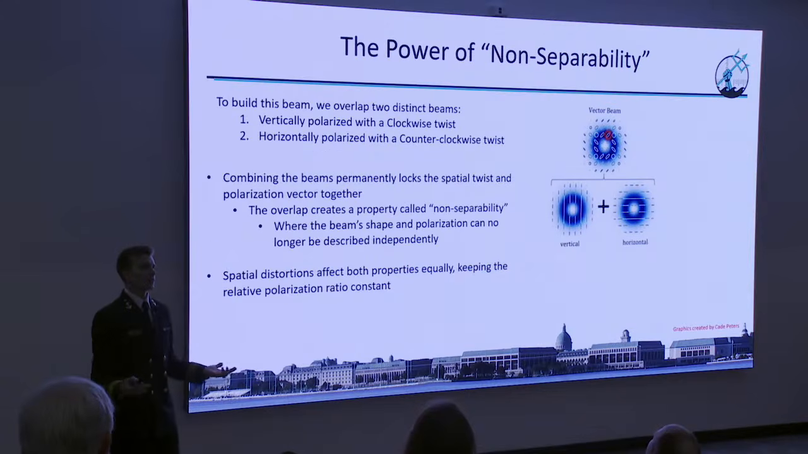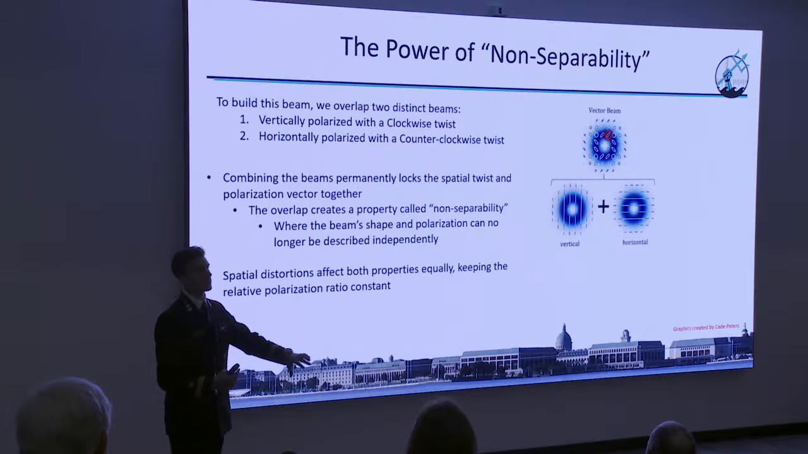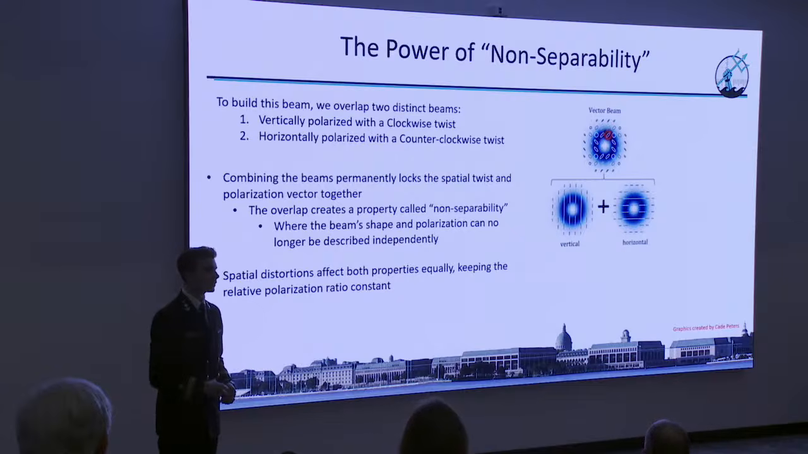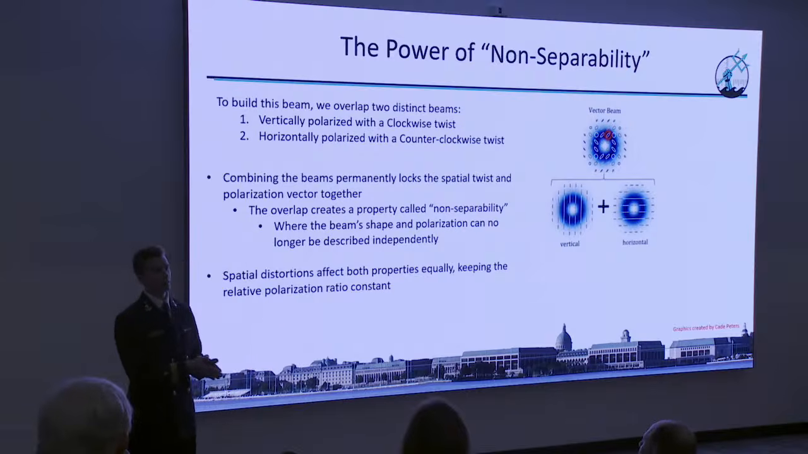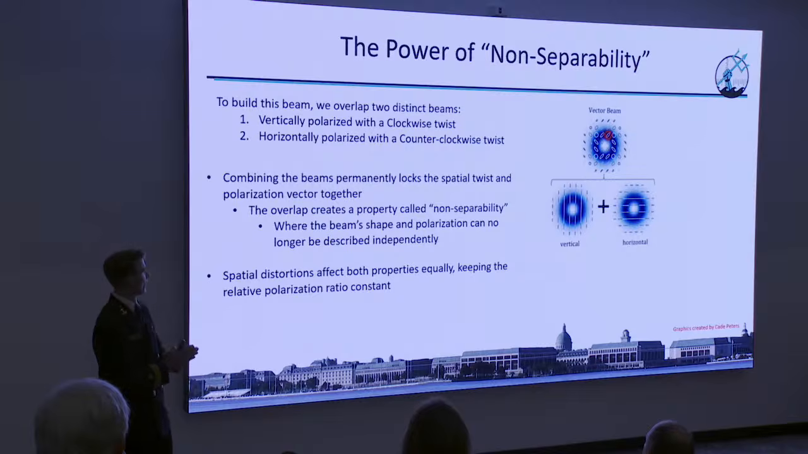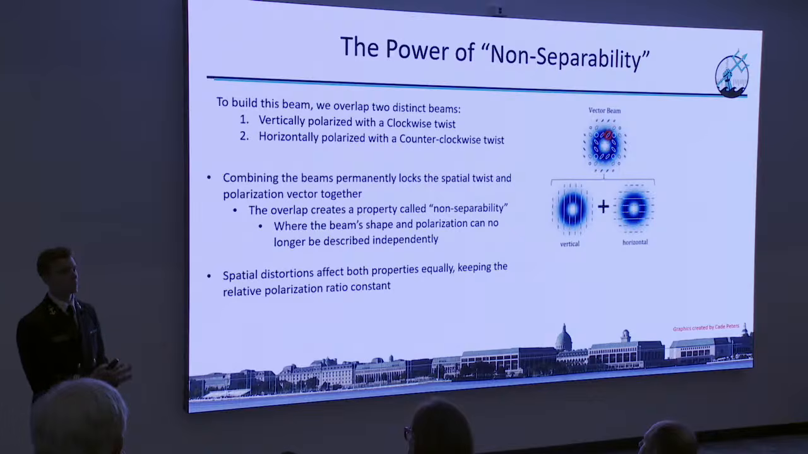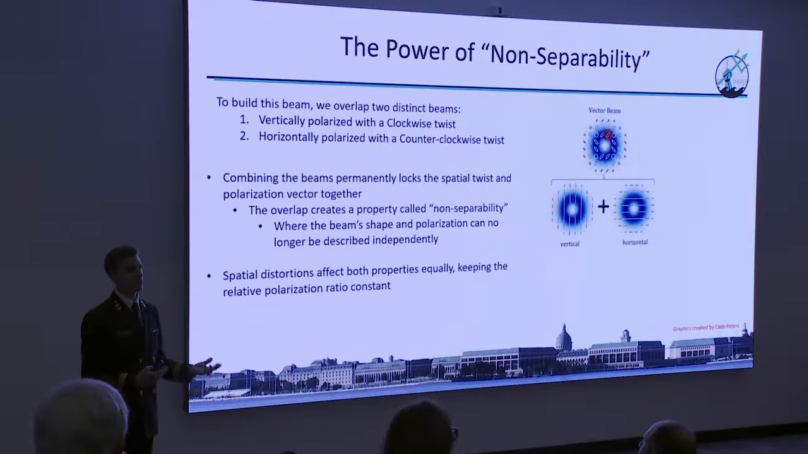So to make this vector vortex beam, we first start with two independent laser beams. We have one that's vertically polarized with a clockwise twist, and then we have one that's horizontally polarized with a counterclockwise twist. When we combine and overlap both of those beams, a property called non-separability occurs. This property is where the beam's shape, that twist, and the polarization become intrinsically linked and intertwined. So what this means is that we cannot describe the shape without also describing the polarization.